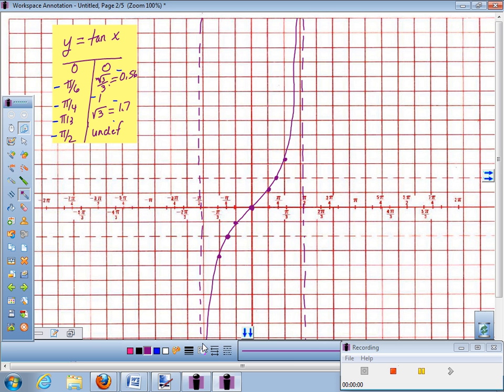In tangent's case, remember tangent's positive in the top. No, it's not. Sorry. It's positive, negative, positive, negative. So you go through a positive quadrant, then it comes back down here and goes negative, positive, negative, to positive, and it just keeps doing those little scrabblers.